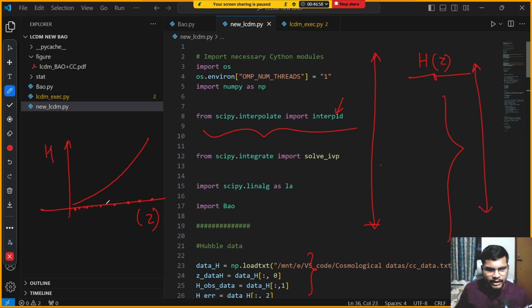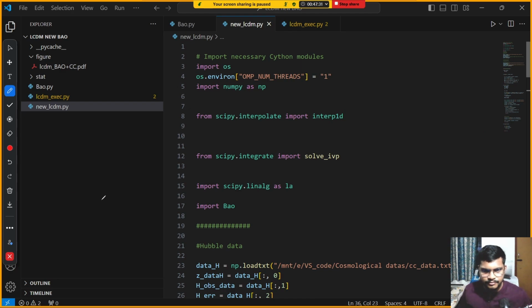If I'm using very small steps, there would be a lot of data points, but I require some specific z, right? z of 0.1, 0.2, 0.5, 0.7. So this interpolation will work. Interpolation will exactly tell you for which z there is exactly which H. And if I want the data of H at any point, it will simply give me that by using this interpolation method. You may have already studied in your BSc level how interpolation works. So this is Newtonian interpolation. Now solve IVP for the differential equation, the differential solver, and then there is an inverse of the covariance matrix and so on.